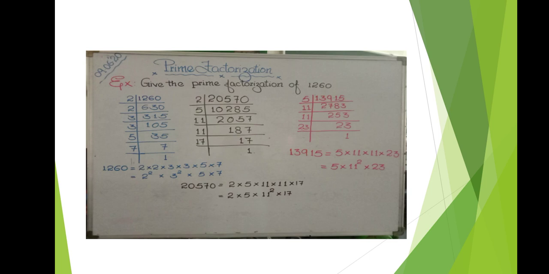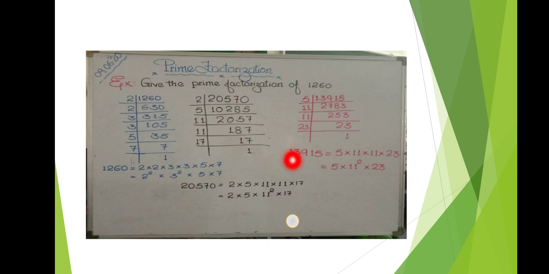And here one more example. 20,570. If we factorize this given number, we get the prime factors 2 into 5 into 11 into 11 into 17. 2 into 5, and 11 is twice repeated, so it can be written as 11 square, that is 11 raised to the power 2, into 17.